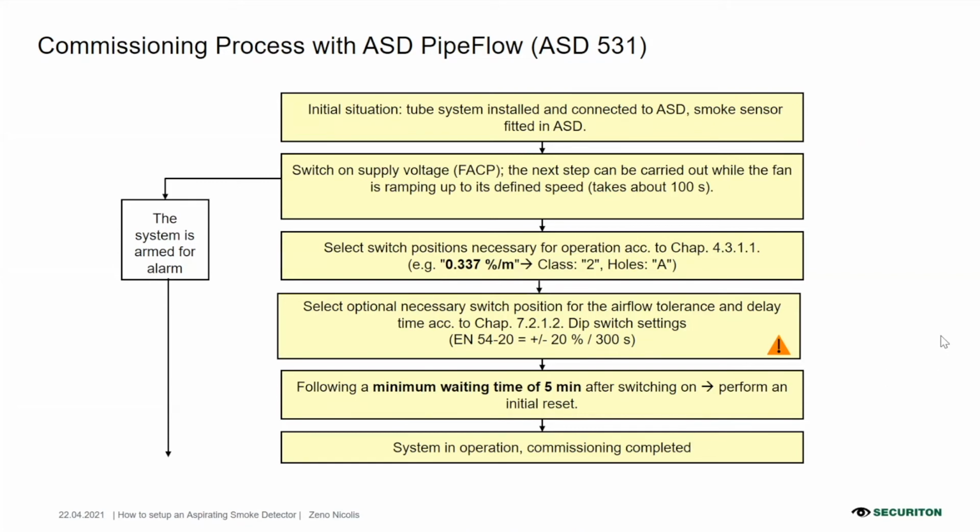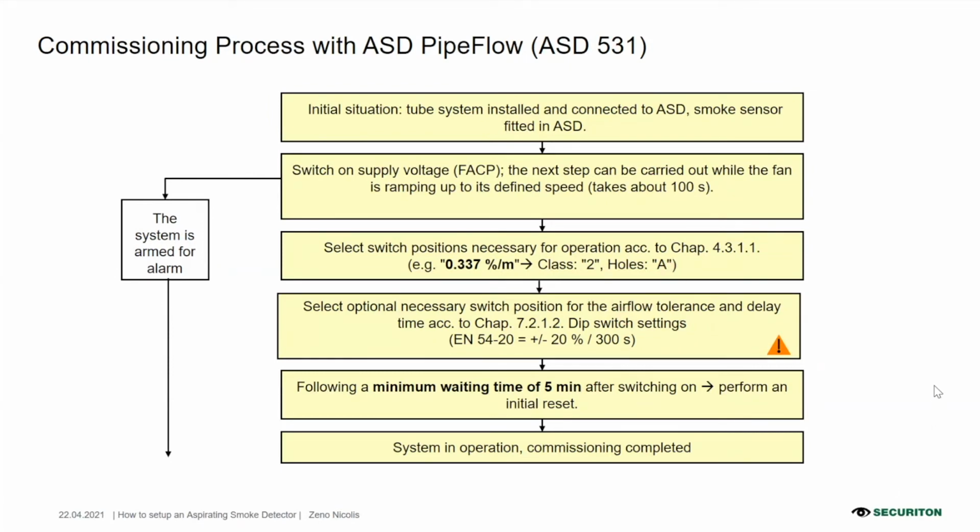So what do we do? Again, we switch on the ASD. In 1 second, the ASD is ready. Then we select the sensitivity range from the ASD Pipe Flow. For example, in this case, it is 0.337. This data comes from the ASD configuration software. In this case, it is like in class A.